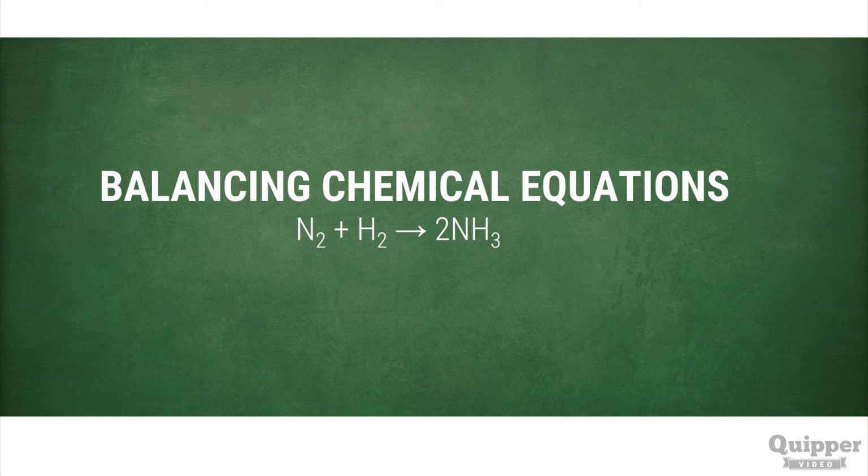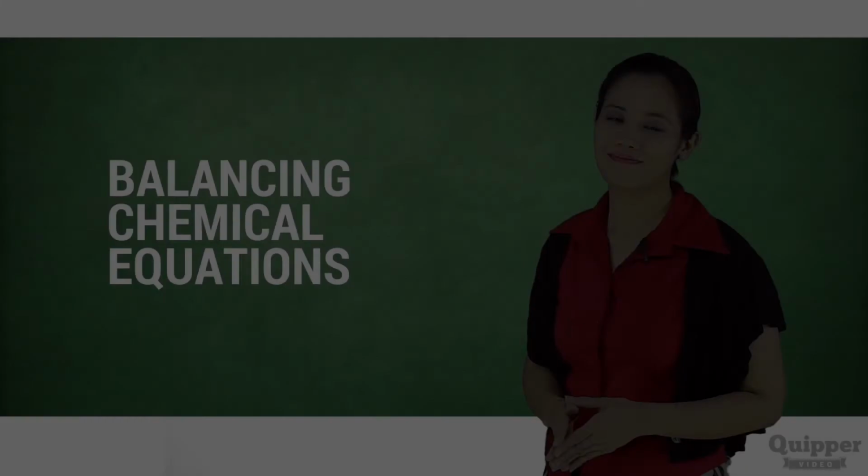Next, let's balance hydrogen. There are two atoms of hydrogen in the reactant side, but 6 on the product side. Obviously, we should put 3 as the coefficient of the hydrogen molecule. Check. Is the equation balanced? Very good. The equation is balanced. Is your answer correct? I hope so.